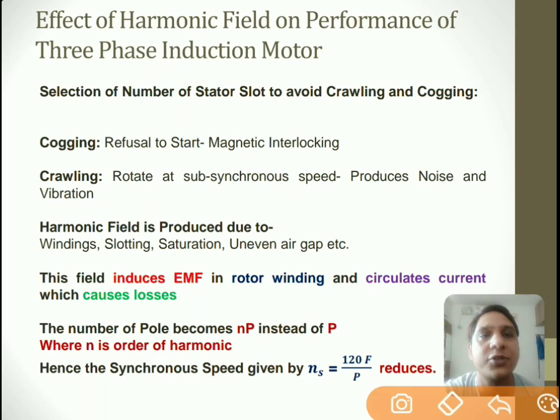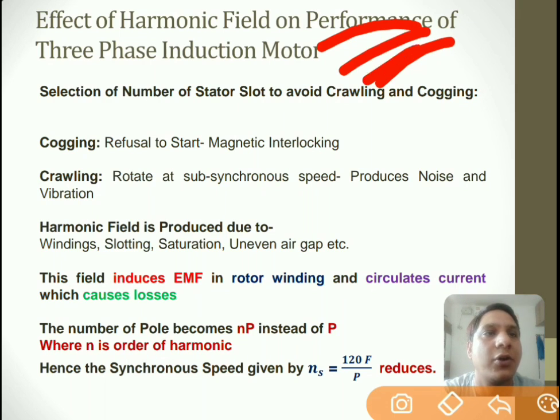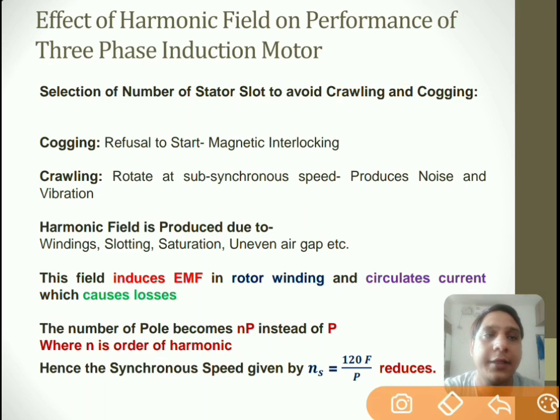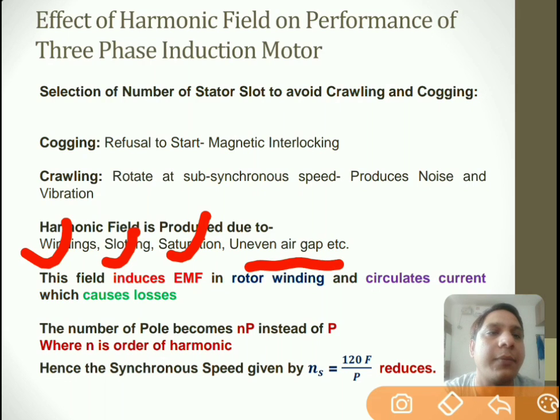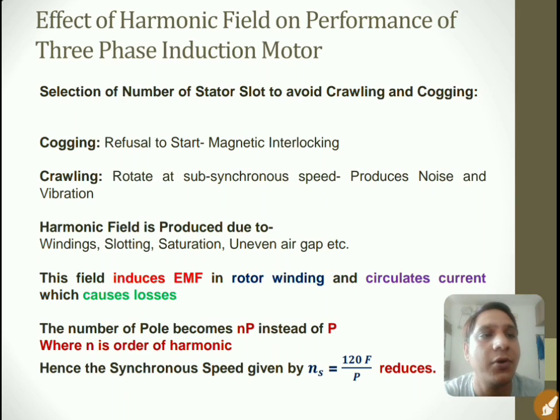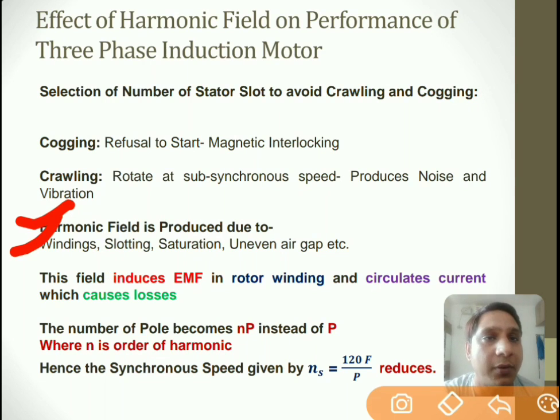The harmonic field we are talking about, its effect on the performance of the induction motor, is generally produced due to problems with the winding, the slotting, the number of slots provided, then the magnetic saturation which occurs in the core, and an uneven air gap. So these are the causes of production of harmonic field: mainly windings, slotting, saturation, and uneven air gap.